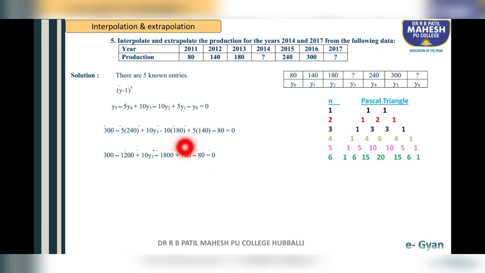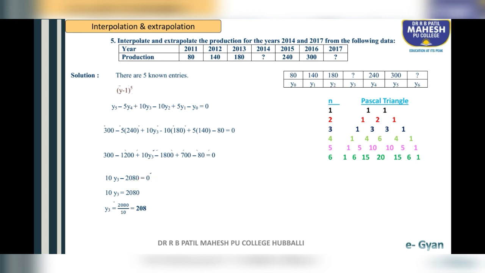As you know, from this step, separate positive values and negative values. After solving this, 10y3 minus 2080 is equal to 0. It becomes 10y3 is equal to 2080. Therefore, y3 is equal to 2080 divided by 10. So the missing value of y3 is 208.